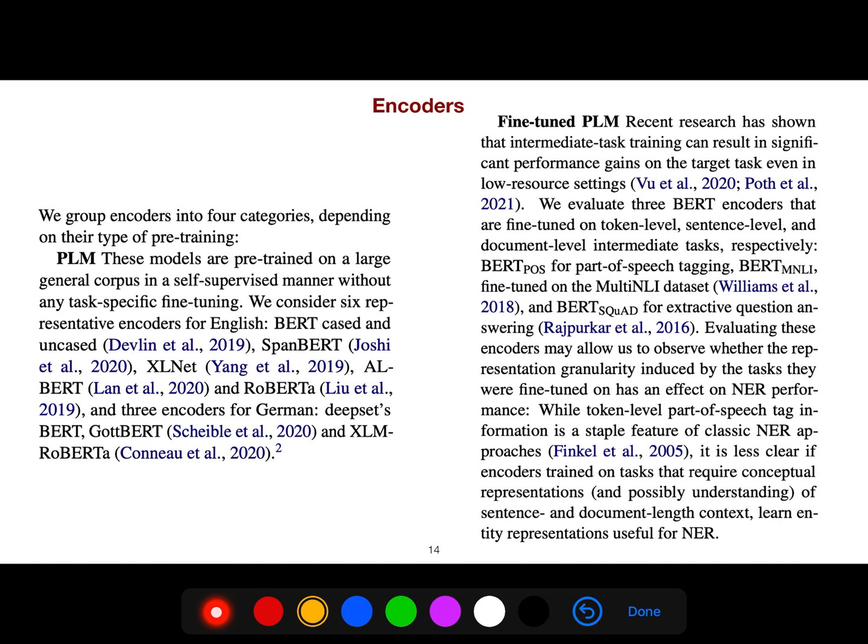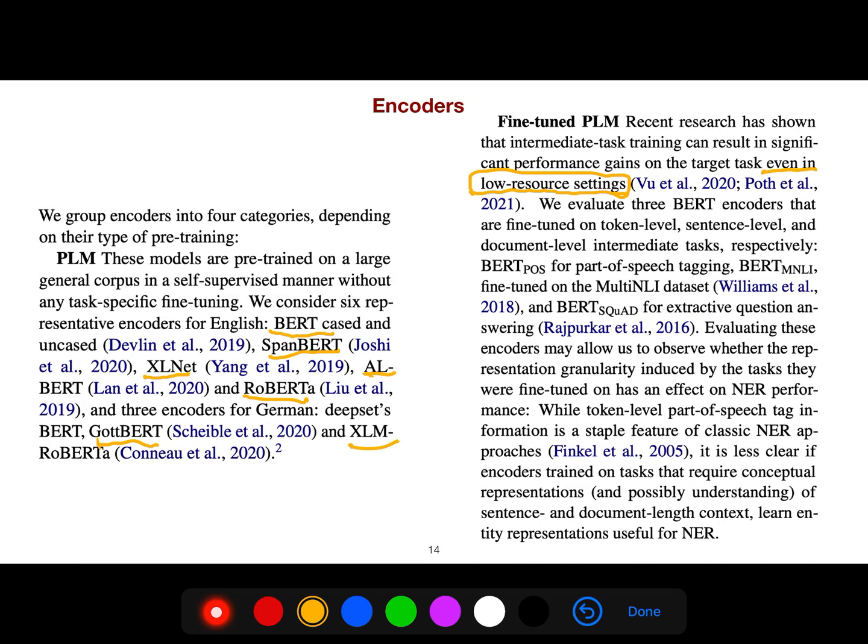For pre-trained language models, these models are pre-trained on a large general corpus in a self-supervised manner without any task-specific training. We consider representative models: BERT cased and uncased, SpanBERT, XLNet, ALBERT, RoBERTa, DeepSets BERT, and XLM-RoBERTa. Recent research has shown that intermediate task training can bring significant performance gains on target tasks, even in low-resource settings. Some people argue that in low-resource settings it's not good, first of all because the model is anisotropic and collapsed into certain dimensions, so it's not justifiable. But even in low-resource settings, experiments have shown that you can do it.